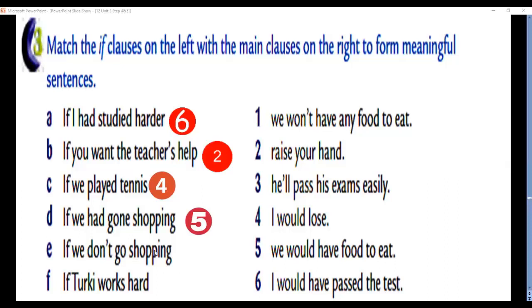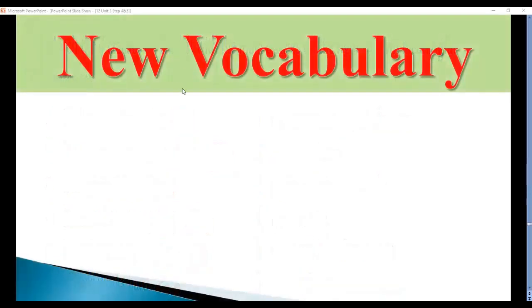If we don't go shopping, take care here, dear students. Number 1, we won't have any food to eat. If Turkey works hard, have a look. Number 3, he will pass his exams easily. So we have to match the if clauses with the main clauses, and you have to pay attention to the type of if. Is it type 0, type 1, type 2, or type 3? This is the idea. Now, I'd like to draw your attention to the new vocabulary of this lesson.